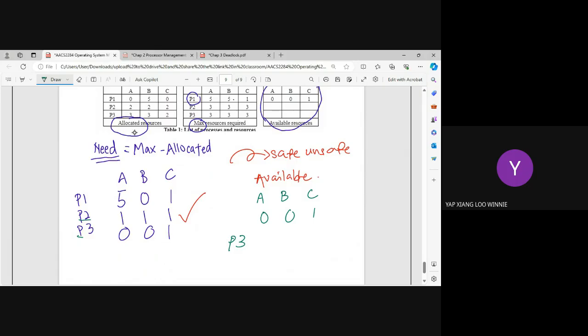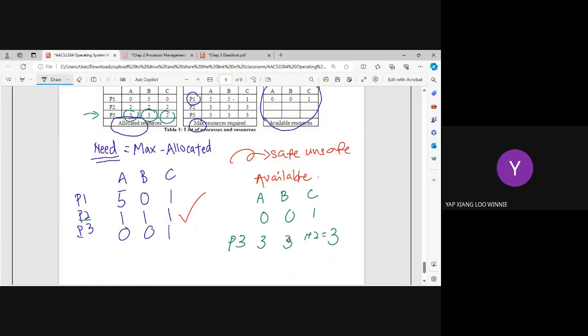And initially, I already allocated 3A to process tree, 3B to process tree, and 2C to process tree. So after I complete execution of process tree, I'm going to add to my available. 3 already done, now released, I got 3A, 3B, and because I got 2C over here, right? And initially I already have 1C being used here. So I'm going to do 1 plus 2, which I got 3 as well.